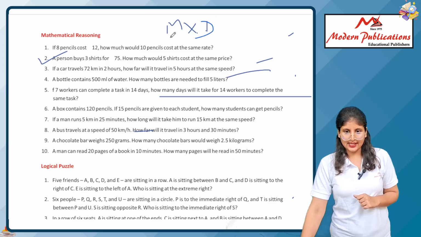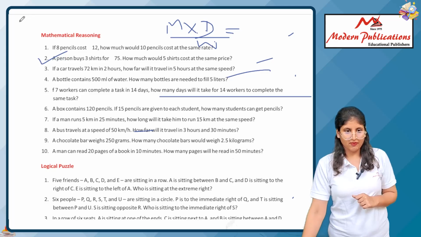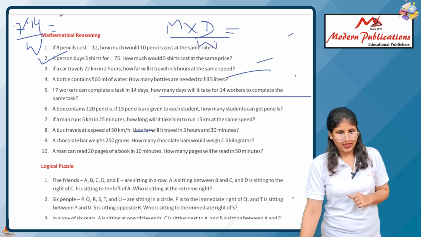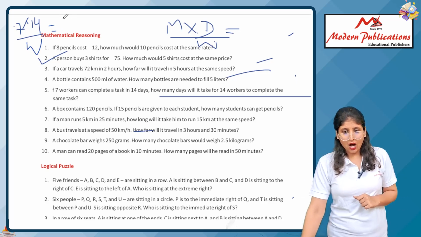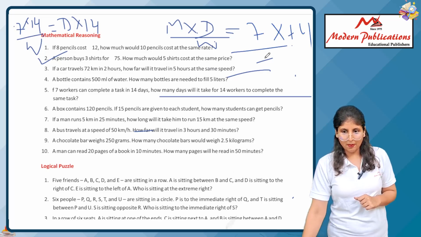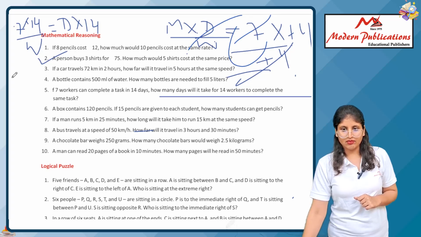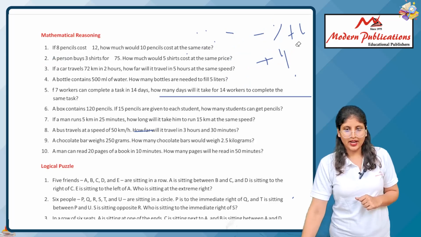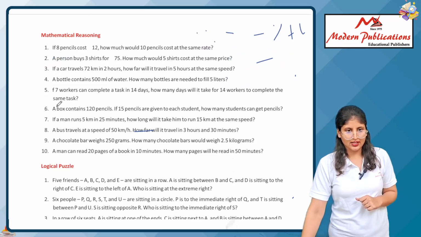It is a concept of days upon work. If 7 workers can complete the work in 14 days, and the work is the same, then you have to find how many days are needed to complete it with 14 workers. So here we will find the days like this: 7 into 14 upon 14, so we get 7 days. All these questions are like this.